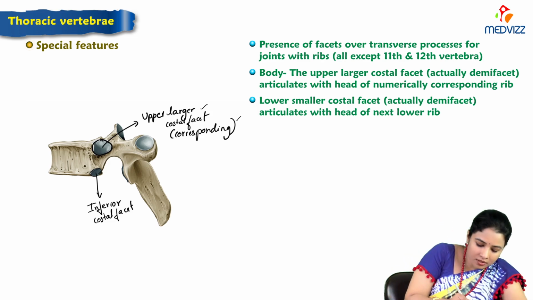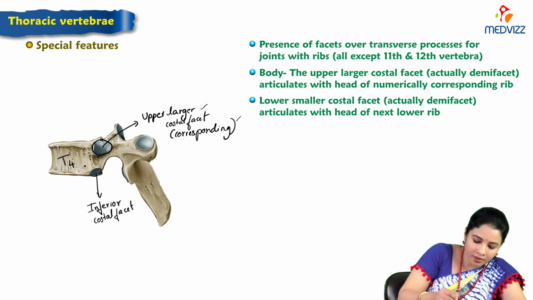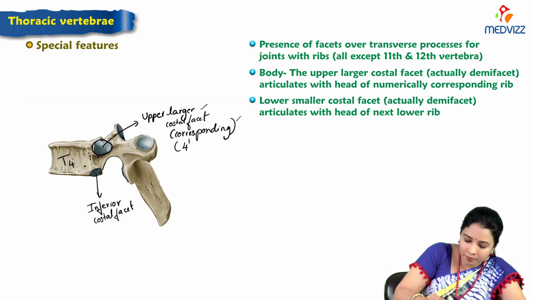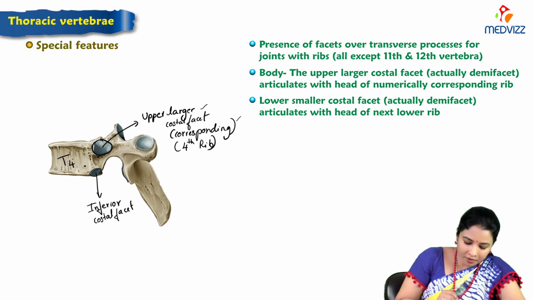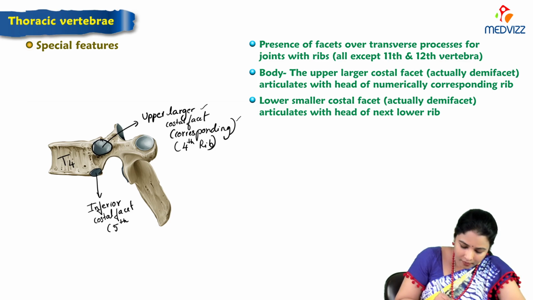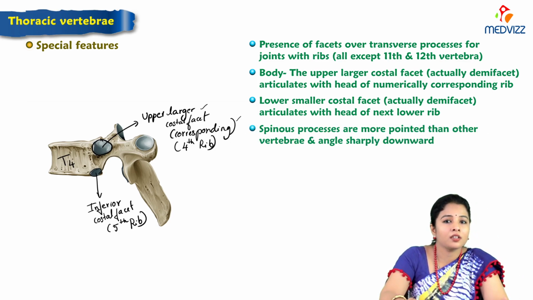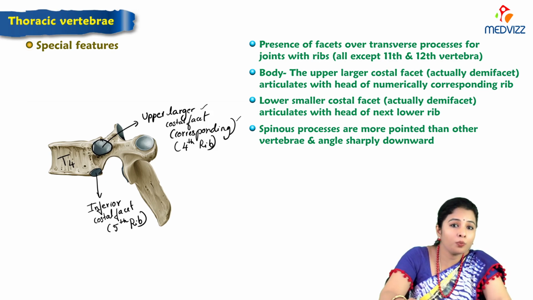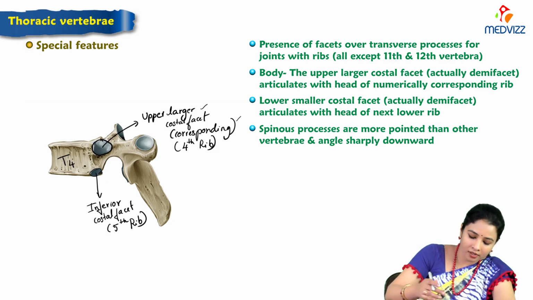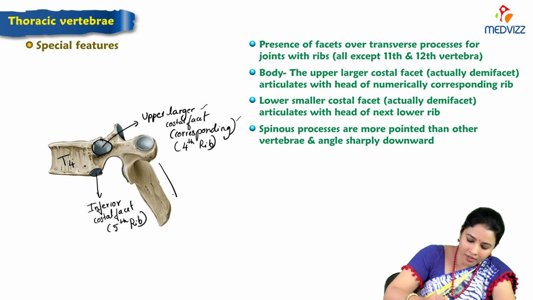So suppose this is T4 vertebra. The upper facet articulates with the fourth rib, and the inferior facet, or the lower facet, articulates with the fifth rib. And next, about the spinous process. The spinous process is more pointed than any other vertebra, and it makes a sharply downward angle. So you can see it is downward directed.